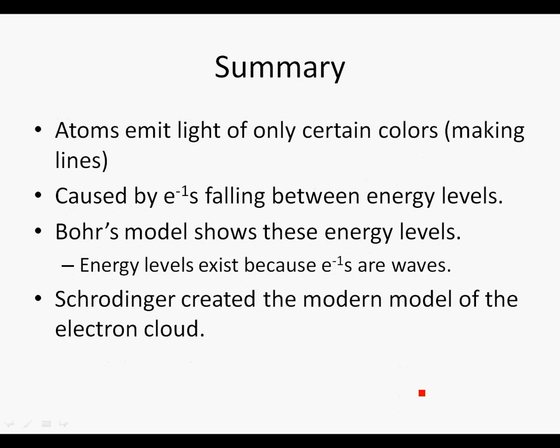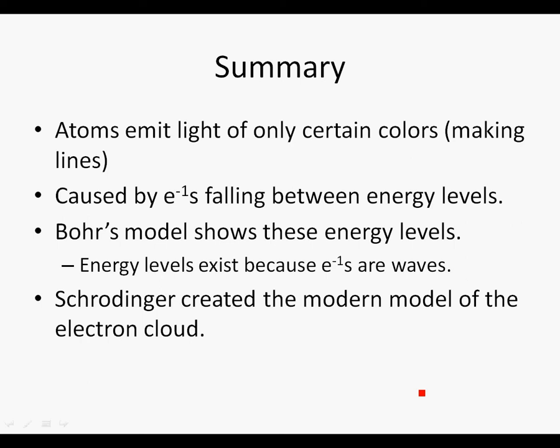All right, so in summary, atoms emit light only of certain colors and not others. They make those lines, the line spectra. This is unlike a light bulb, which makes all the colors. It's caused by electrons falling between energy levels. Remember, they absorb energy to go up, but when they emit energy, they go down. And the difference between the energy levels, the height of the drop, corresponds to the color of light that they make. Bohr is the guy who showed that this happens by falling energy levels.